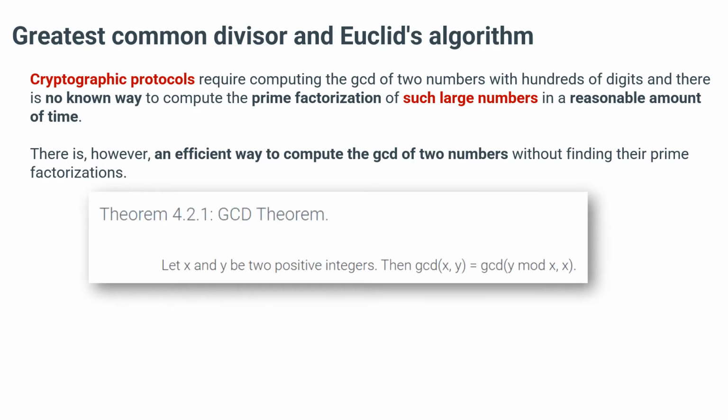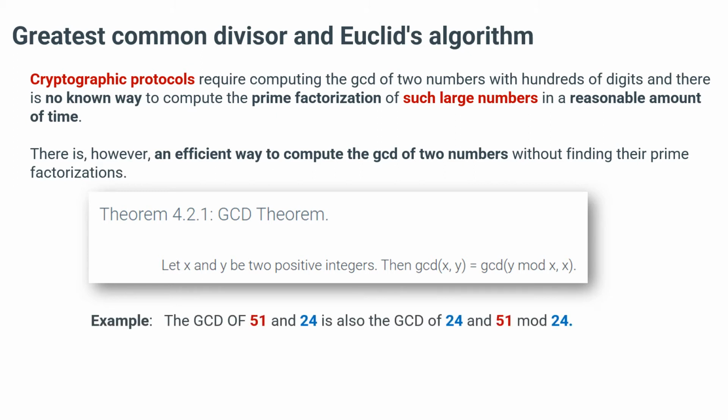And this is what we're going to learn how to use in this lesson. So this theorem, the GCD theorem, says: let x and y be two positive integers, then GCD(x, y) is equal to GCD(y mod x, x). Okay, so what does that mean? Well, here's an example. The GCD of 51 and 24 is also the GCD of 24 and 51 mod 24.